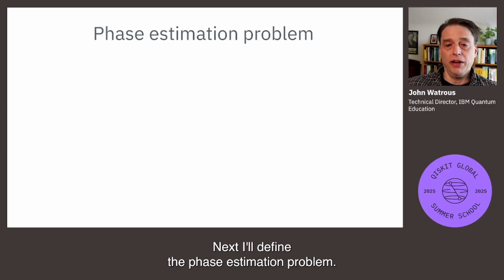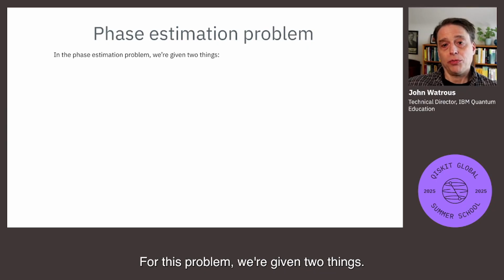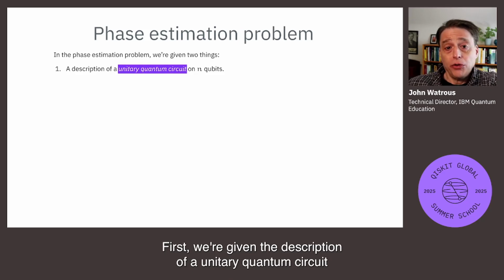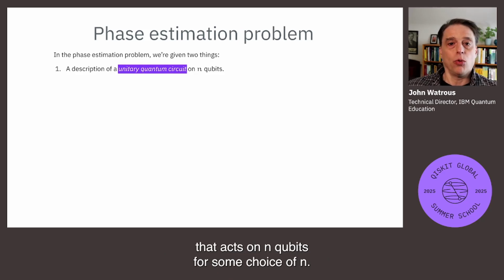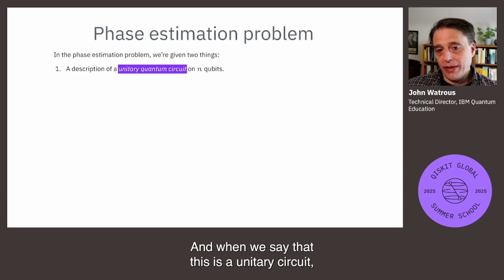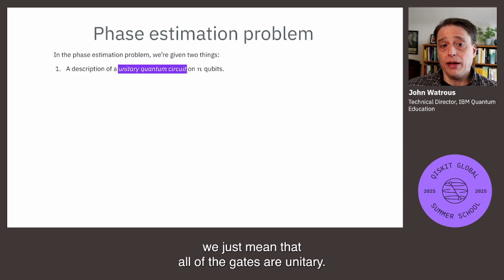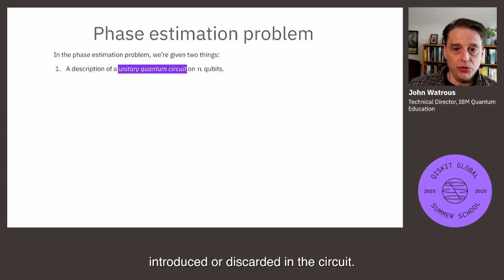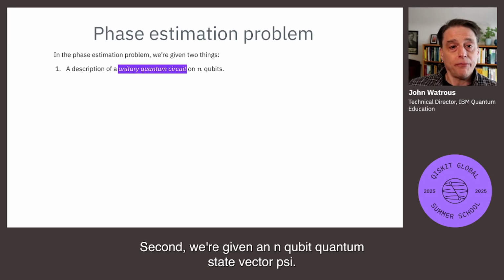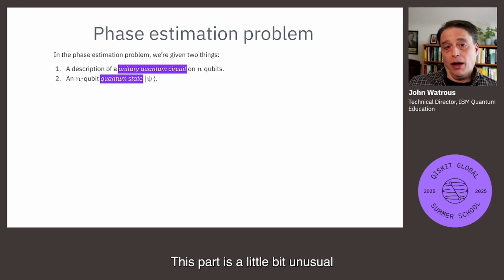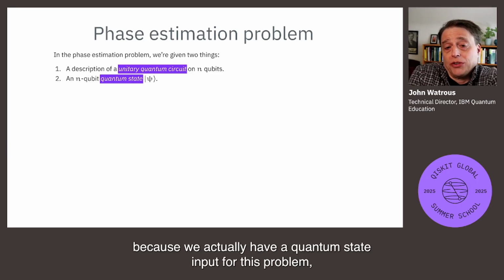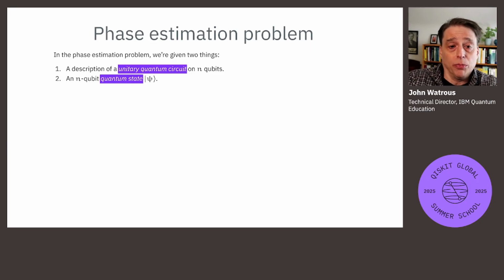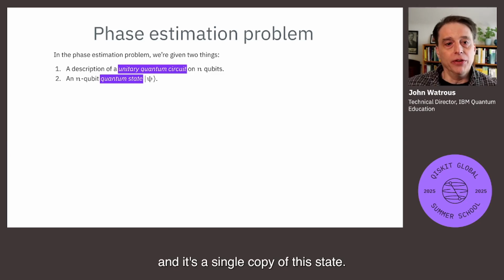Next, I'll define the phase estimation problem. For this problem, we're given two things. First, we're given the description of a unitary quantum circuit that acts on n qubits for some choice of n, and when we say that this is a unitary circuit, we just mean that all of the gates are unitary, so there aren't any measurements, and qubits aren't introduced or discarded in the circuit. Second, we're given an n-qubit quantum state vector psi. This part is a little bit unusual because we actually have a quantum state input for this problem, and it's a single copy of this state.